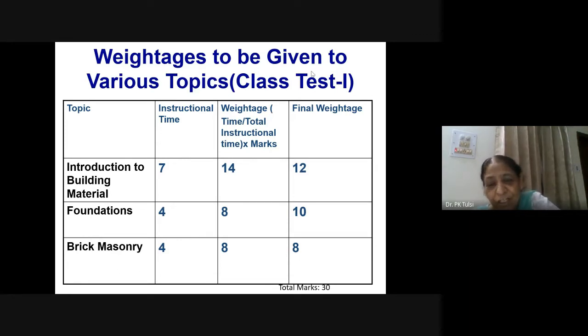Maybe this is elementary, an introductory topic, but people should be familiar with the terminologies and so on. So in class test 1, giving this weightage is justified. Then foundations: 4 by 15 into 30, so 8 marks. Brick masonry, again 4 by 15 into 30, 8 marks.